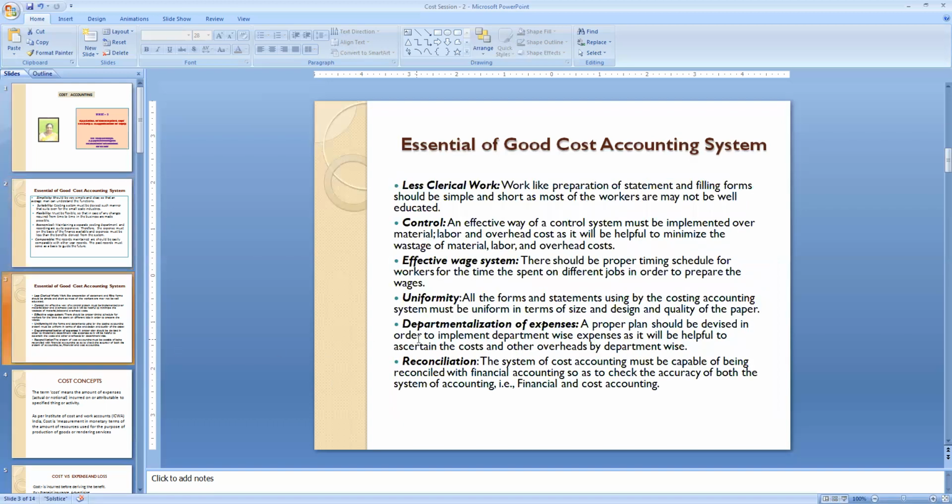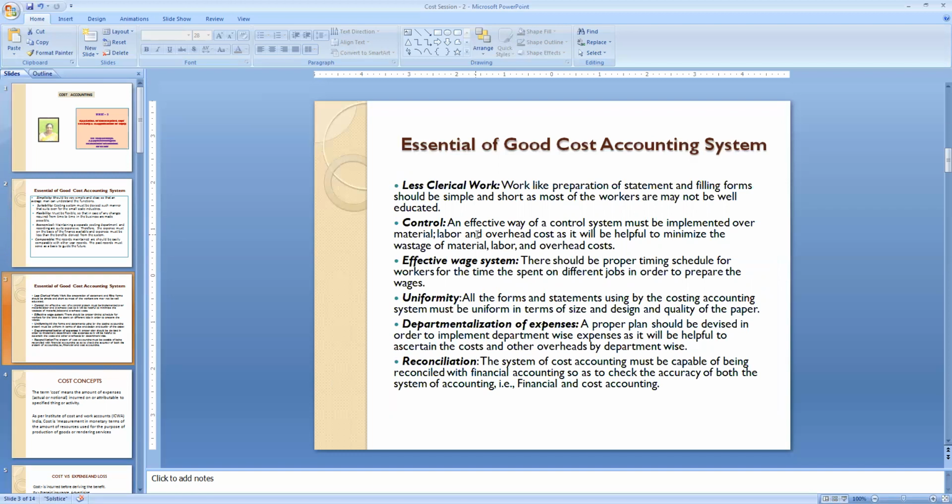And the costing system must involve less clerical work, because if the statements or forms to be filled are large, then it becomes very difficult. If they are short, it is very easy to prepare the budgets or any kind of statements relating to any department. So a good costing system must contain less clerical work, and we can also have a controlling technique in the costing system.